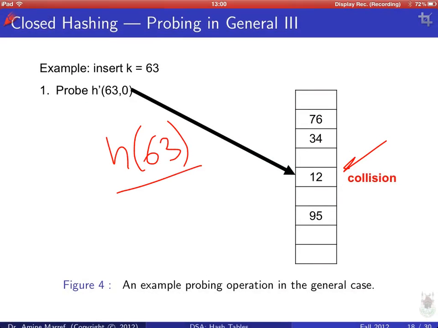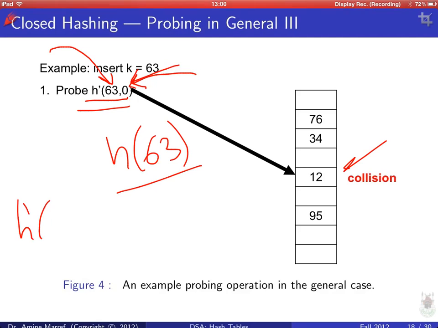So this is what probing is. This is the essence of closed hashing. In open hashing, when I see a collision, I add an element to the linked list. In closed hashing, when I see a collision, I jump to another slot in the hash table, and I keep jumping until I find the slot or until I know the table is full.